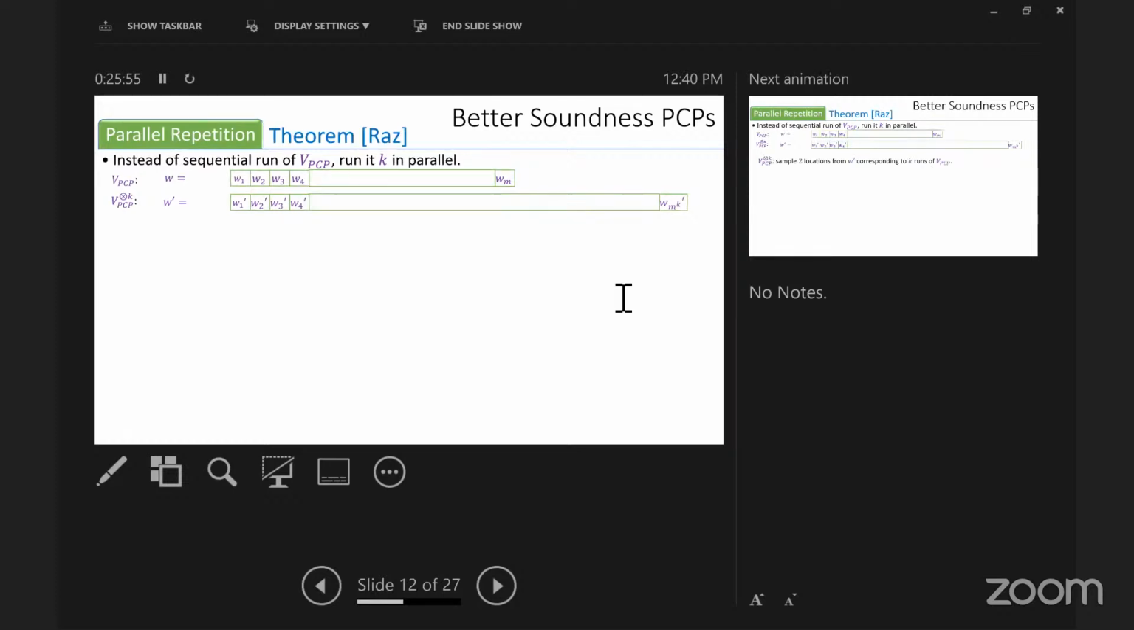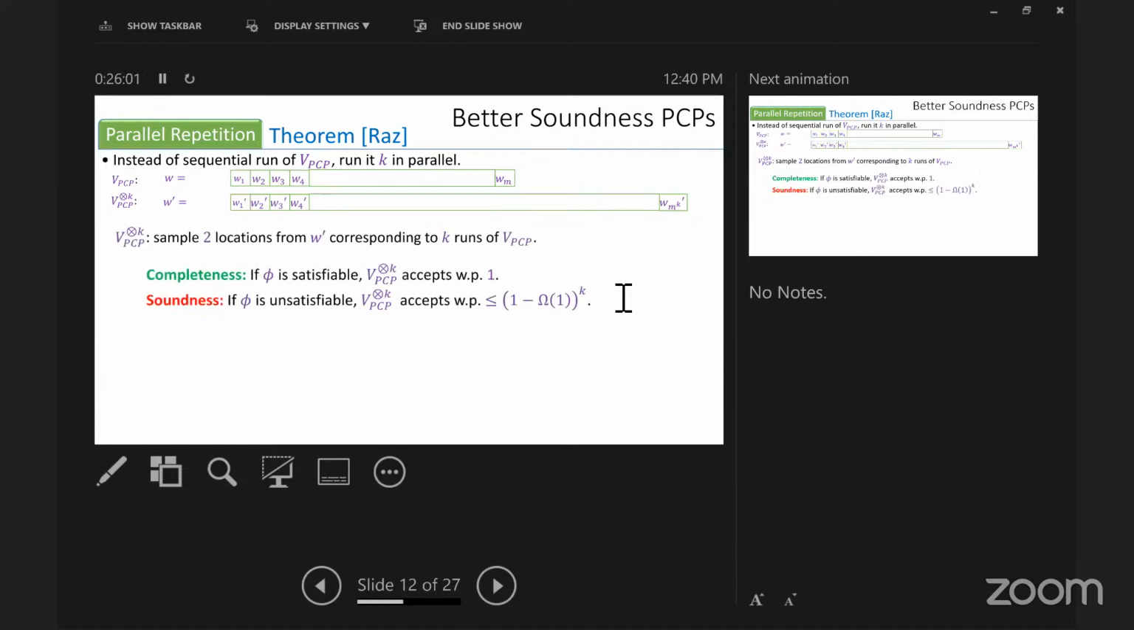But the good thing about them is that we do know that they decrease soundness, and this is the parallel repetition theorem. And it's the following result. So given this VPCP, if phi is satisfiable, then the tensored verifier accepts with probability 1. And if not, it accepts with probability which is exponentially small in k.